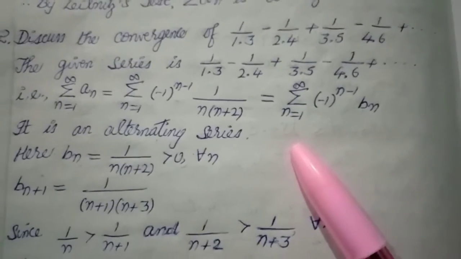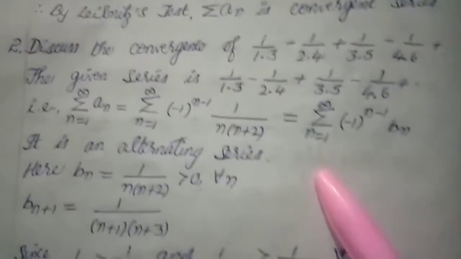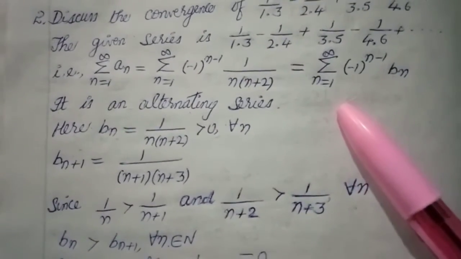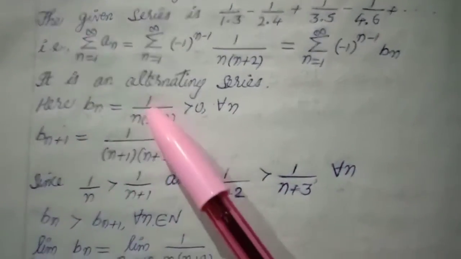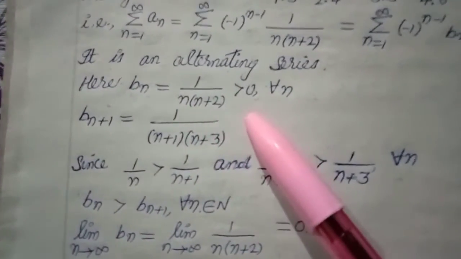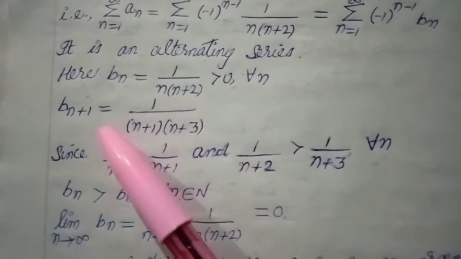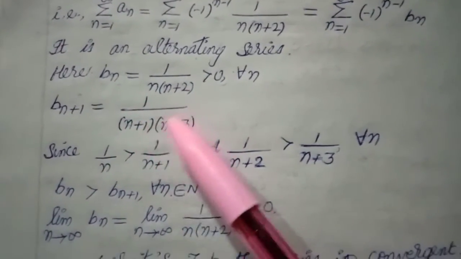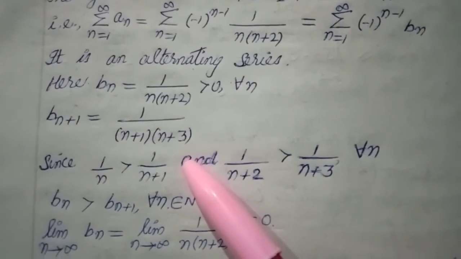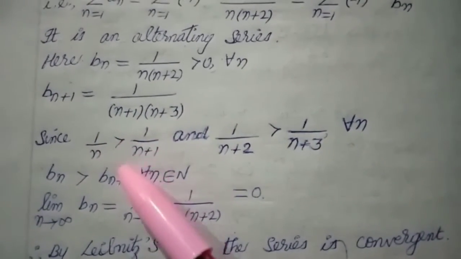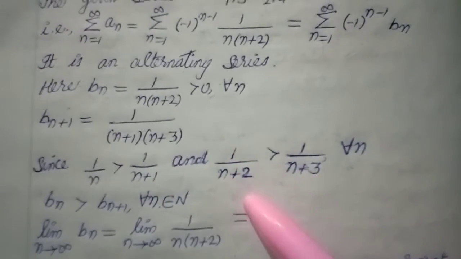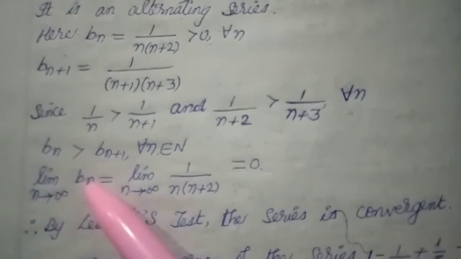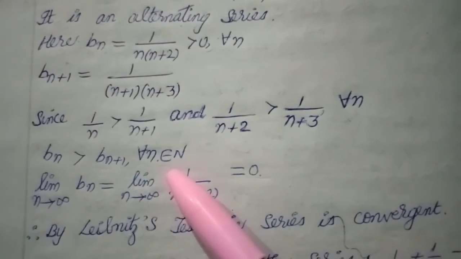So this is rewritten as sigma n is equal to 1 to infinity minus 1 raised to n minus 1 into bn. This is again an alternating series. Your bn value is 1 divided by n into n plus 2. This is greater than 0 for all n. Now let's find out what is bn plus 1. Replace n by n plus 1. So I get 1 by n plus 1 into n plus 3. And you know 1 by n is greater than 1 by n plus 1, and 1 by n plus 2 is greater than 1 by n plus 3. When I combine them, I will be getting bn is greater than bn plus 1 for all n belongs to natural number.